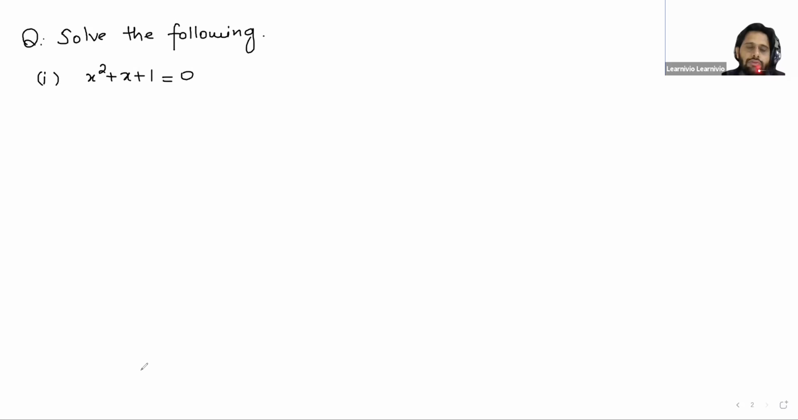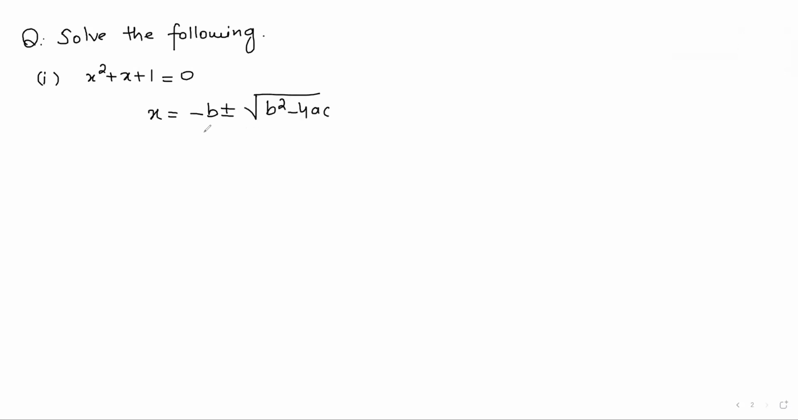Question is solve. Okay. So, Safan, what is the quadratic formula? X is equal to minus b plus minus root d by 2a. So this is the quadratic formula.